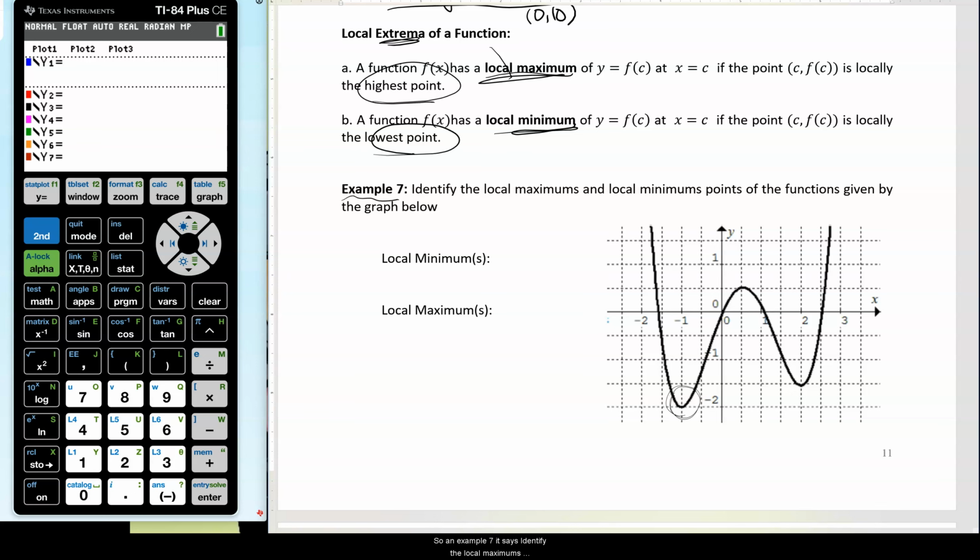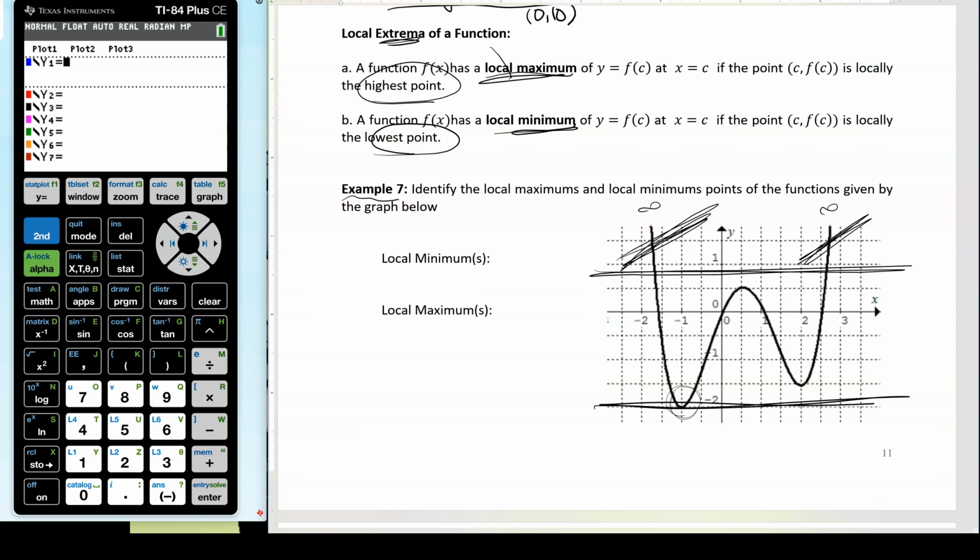So on example 7, it says identify the local maximums and local minimums for the function in the graph below. So locals, we're not interested in what's going on over here. We know that it's going up towards positive infinity on both of these sides. We're not interested in that. We're interested in, if we just took this band right here, we've got an extrema at this point, that's our minimum, and then we have another extrema right here, that's a minimum.